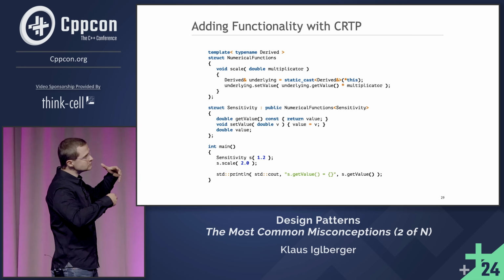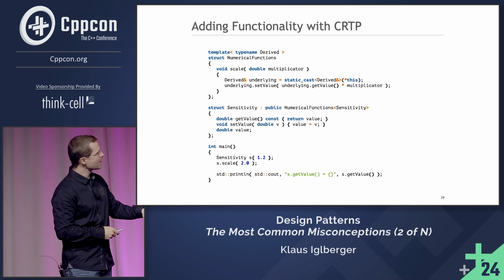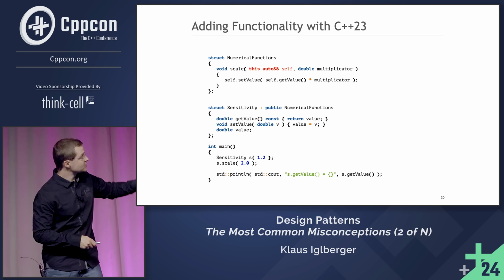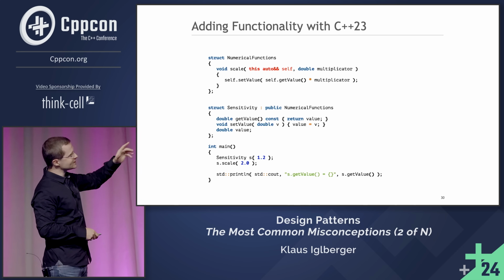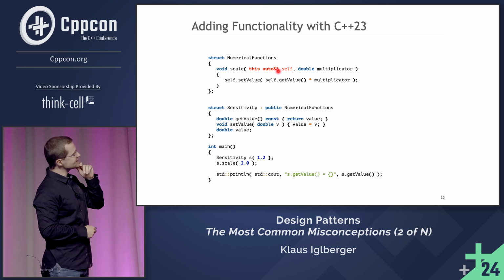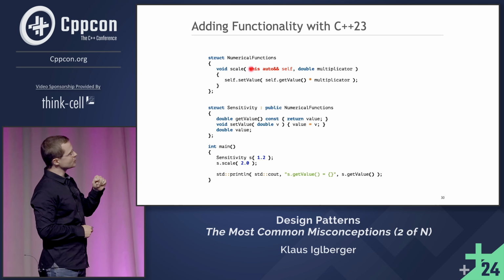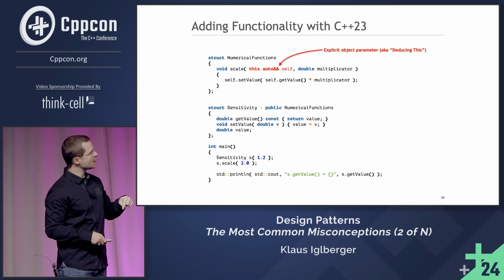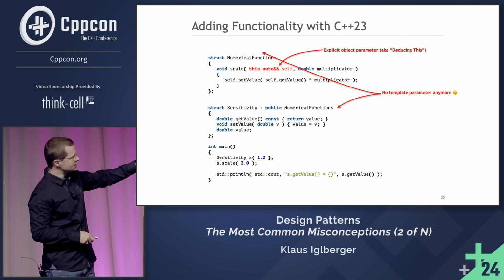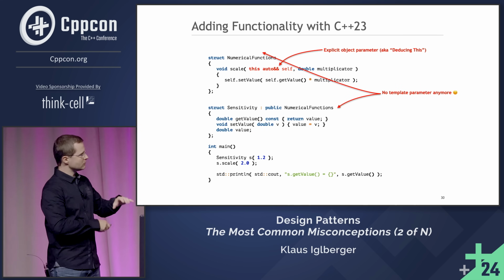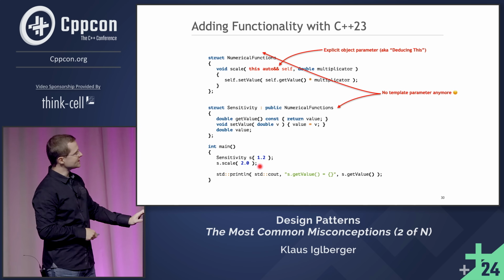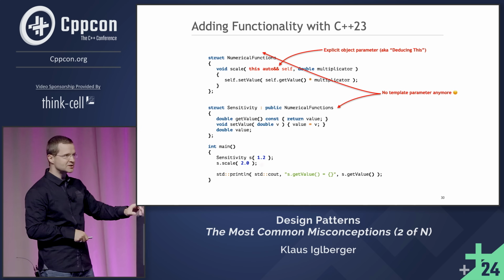However, now we can simplify this, perhaps improve it by means of an explicit object parameter. So in the scale function, we use one of these explicit object parameters. This auto ref here, that's the type of the this object, introduced with this. So we now deduce the type of the this object. We still inherit from numerical functions, but note, no template parameters anywhere anymore. No templates. We still inject the scale function, but now if it is called here, it actually still works.